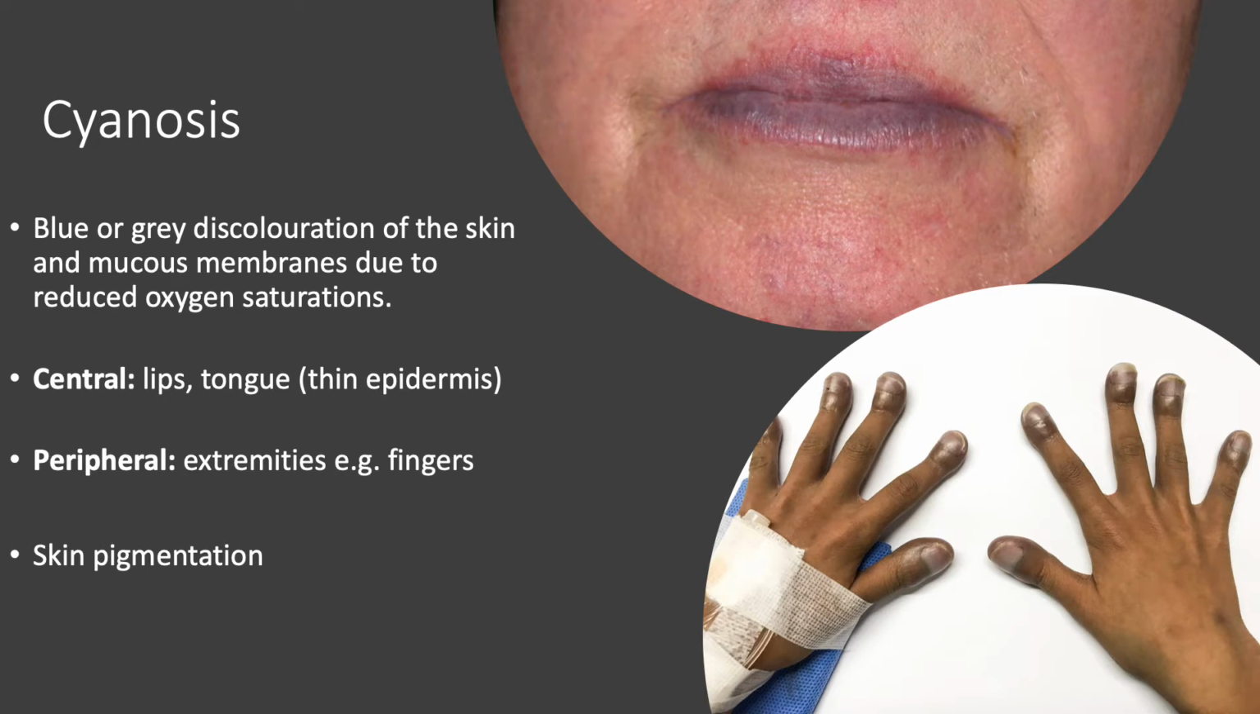Now, the detection of cyanosis really varies with skin pigmentation, and peripheral cyanosis may be difficult to identify on patients with darker skin tones. So I've put a picture at the bottom right hand side of the screen to demonstrate what peripheral cyanosis would look like in an individual with a darker skin tone, and then the picture at the top is demonstrating central cyanosis of the lips, showing that blue grey tinge discoloration of the skin in someone with lighter skin tone.